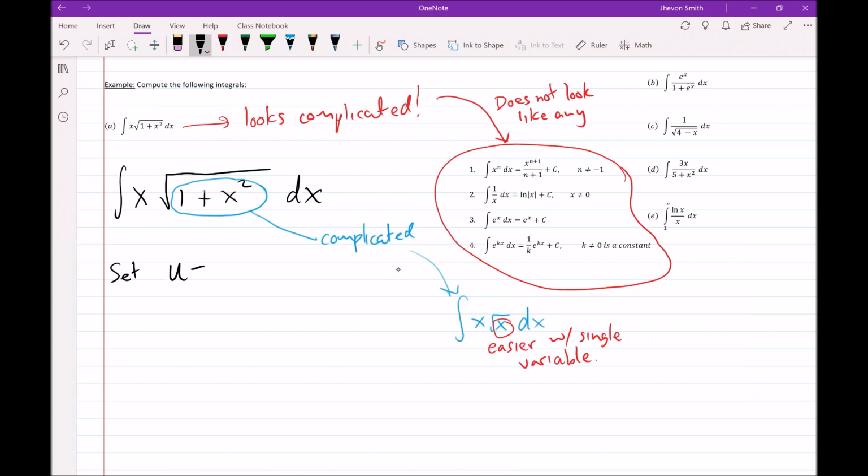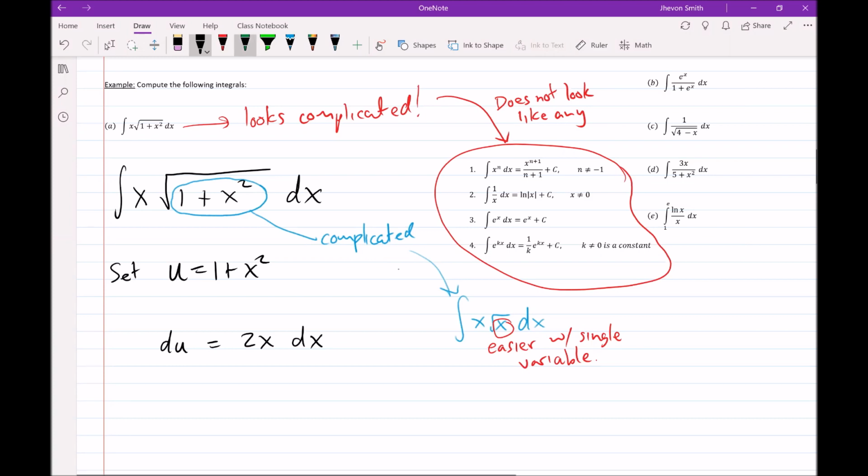So set u equals 1 plus x squared. That's going to be your first step. Now, of course, we're going to want to replace the dx. So what I'm going to do is I'm going to actually differentiate. So your du is going to be the derivative of this, 2x dx. So you're going to have to remember your derivatives, obviously.